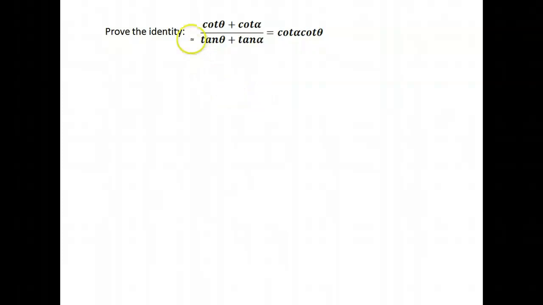All right, let's take a look at this one. We have cotangent theta plus cotangent alpha. Notice those are two different angles. Divided by tangent theta plus tangent alpha equals cotangent alpha cotangent theta. So again, I have a left side and a right side. Another tactic is when you have cotangents and tangents, how are they related? There's two different things we could do here. We could change everything over here to sines and cosines and simplify. Or since cotangent and tangent are related, and how are they related?